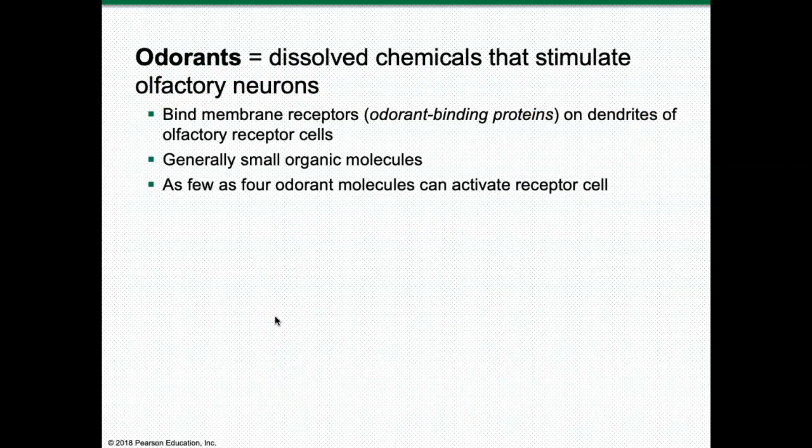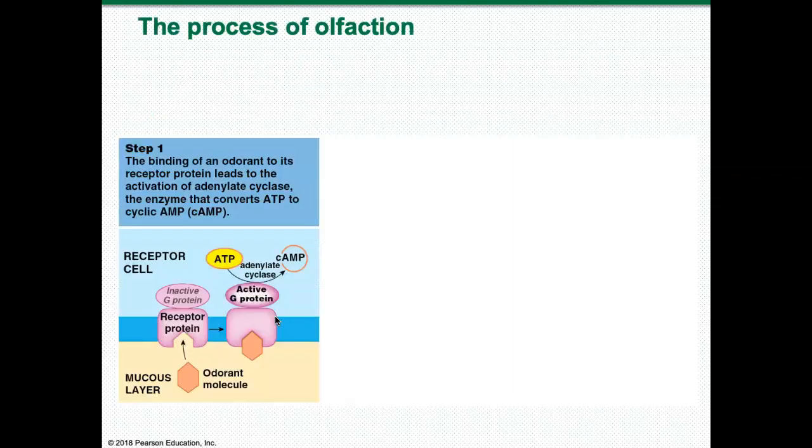The odorant is the dissolved chemical that stimulates the olfactory neurons. It binds to receptors on the dendrites of the olfactory receptor cells. And usually these are just small organic molecules. So the molecule that you smell is a molecule that has entered your body to bind to receptors on your olfactory patch. As few as 4 molecules can activate the receptor cell. You do not need to know the process of olfaction, converting ATP to cyclic AMP.